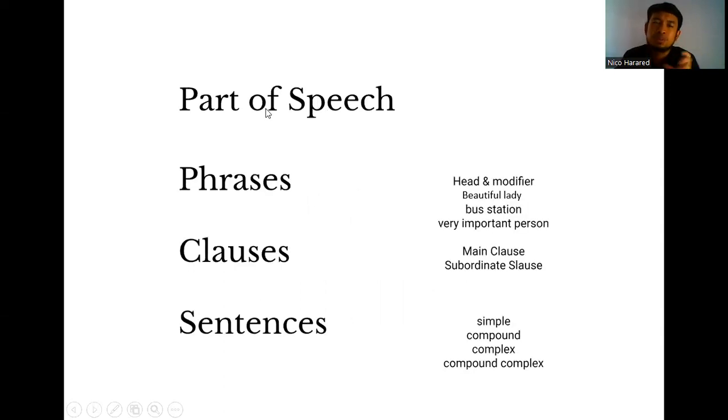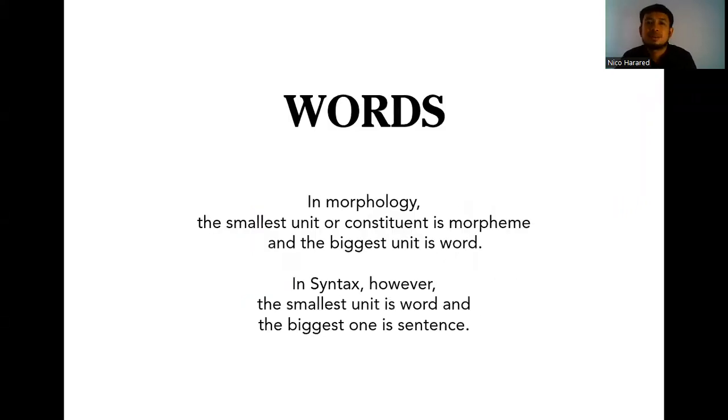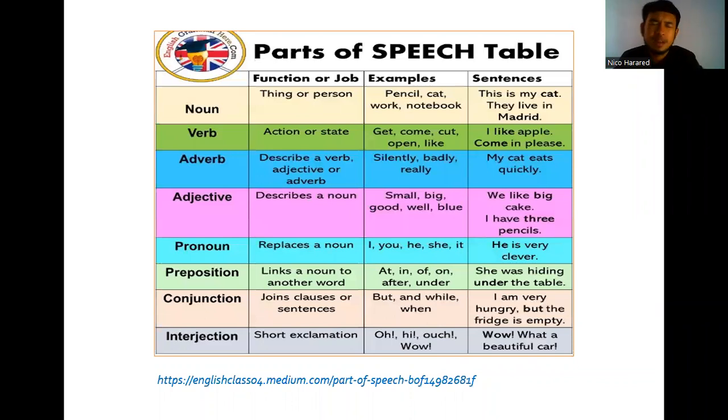I mean, when we try to create a sentence, what we need is some sort of part of speech. After you have parts of speech, you can create phrases. After you create phrases, you can create clauses or more than one clause. So what is it? Sentences. For your information, I think all of you already know about the parts of speech table: we have noun, verb, adverb, adjective, pronoun, preposition, conjunction, and also interjection.